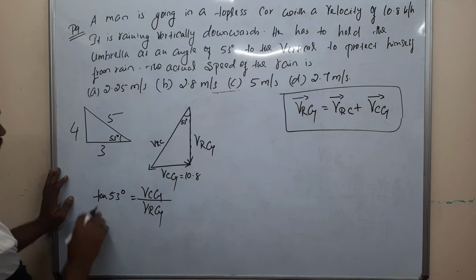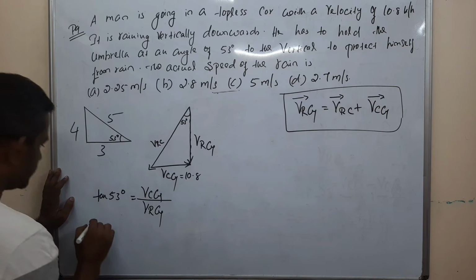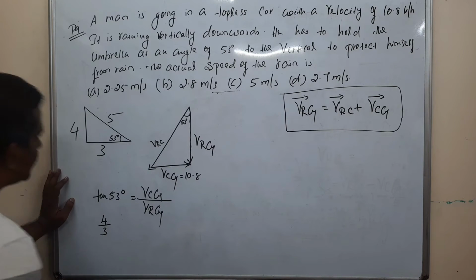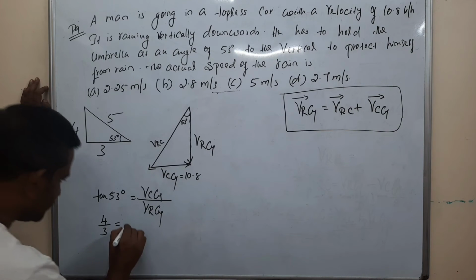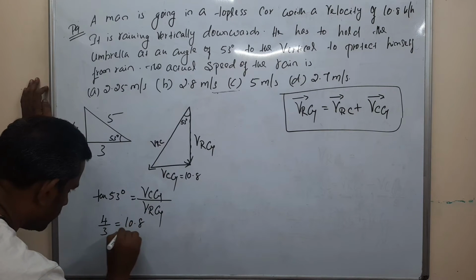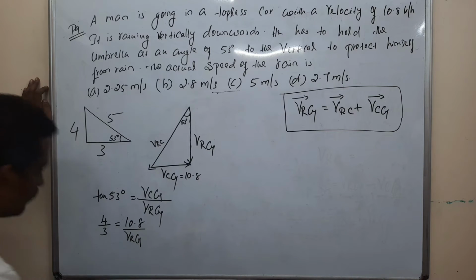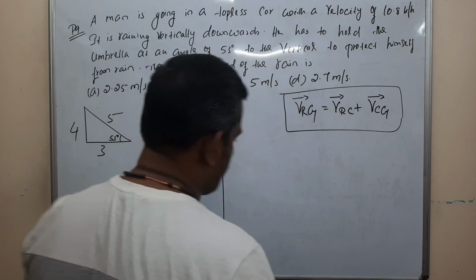So tan 53 is the opposite side, 4, by the adjacent side, 3. So 4 by 3 is equal to VCG, that is 10.8, divided by VRG. Okay, VRG. Clear?